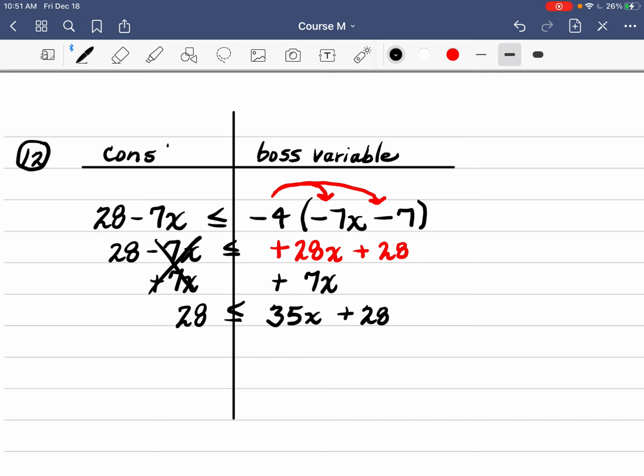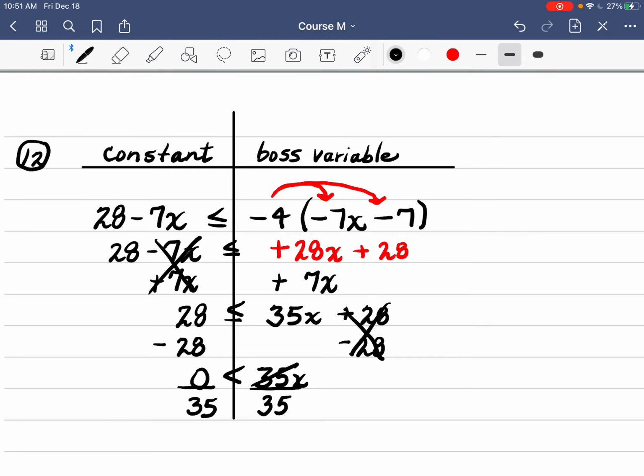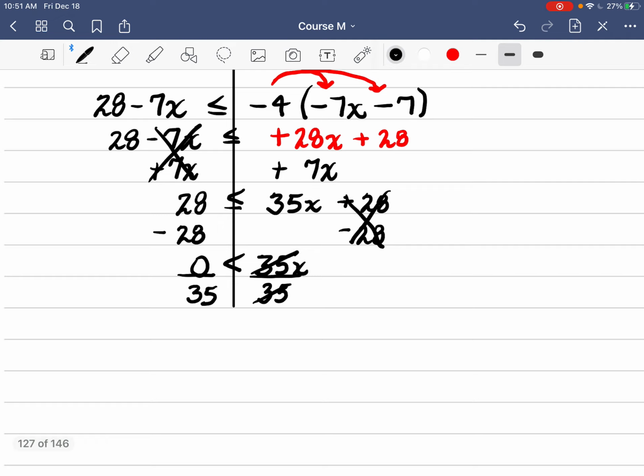This is the constant team, so that constant needs to move over here. So subtract 28, subtract 28, you're left with 0, 35x. So we're going to divide, but it's a positive 35, so we don't have to reverse anything. So x, let me just follow the form and then we'll standardize it. 0 divided by 35 is 0, and then an x on this side.